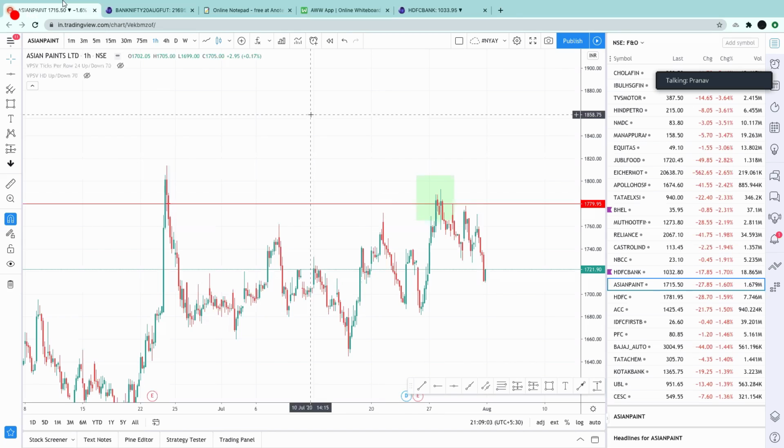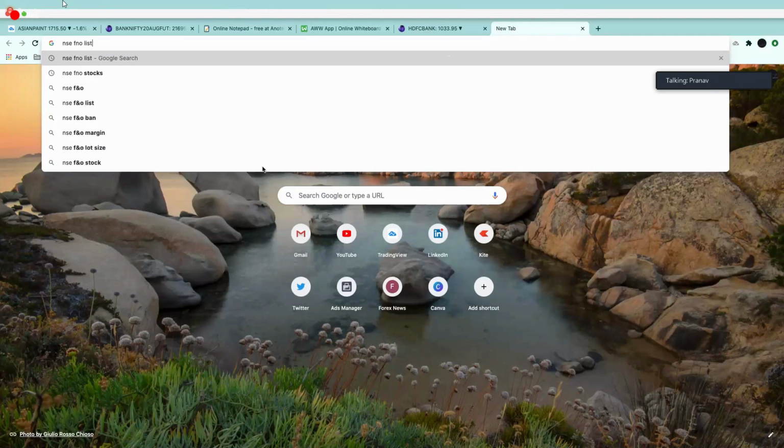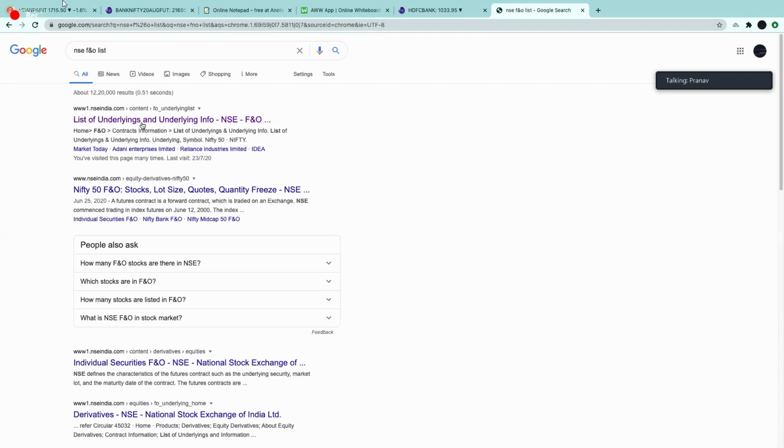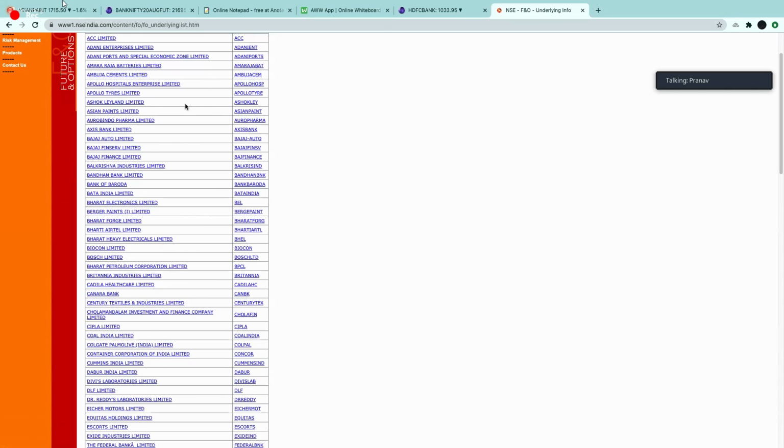Best stocks, FNO stocks. Just Google NSE FNO list. You'll get the list of FNO stocks right here. List of underlyings and underlying info. You will get it in the first link itself. The first Google search result is the list of F&O stocks. You should only trade on these stocks. This is the best list of stocks to trade.